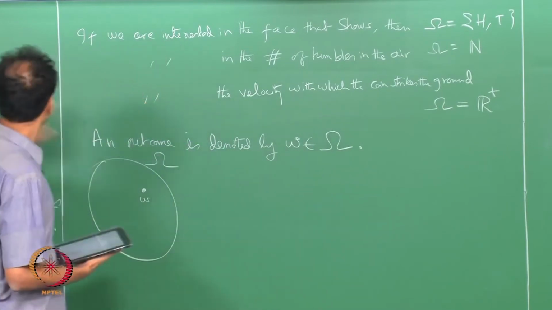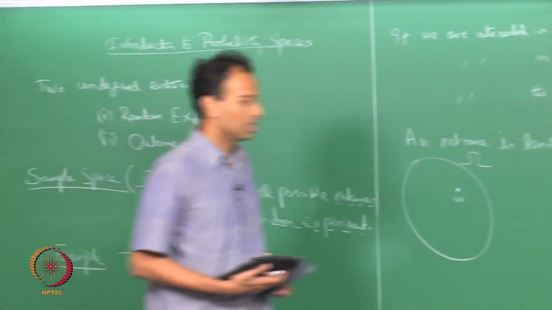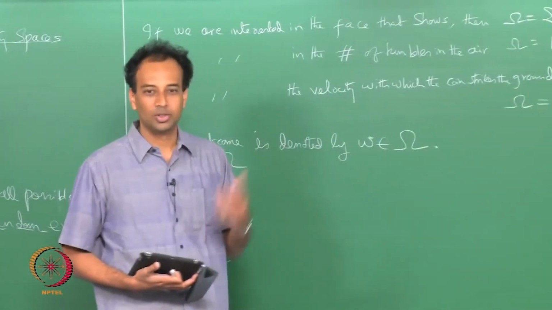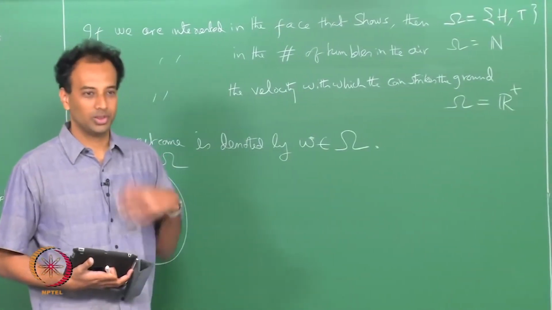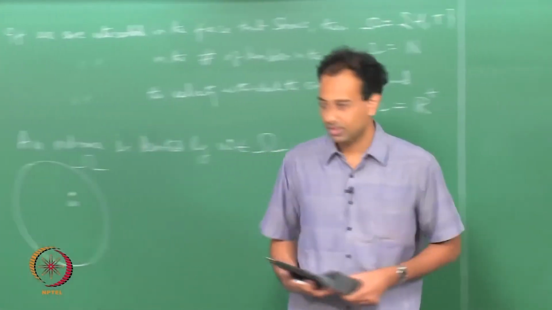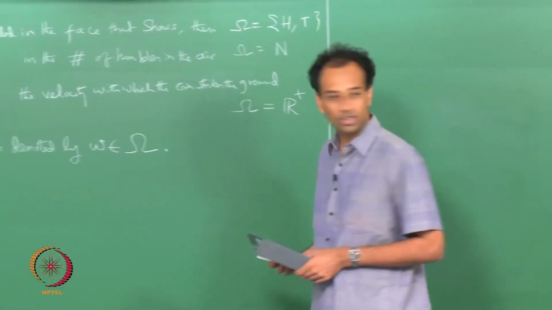So, in building a probability space, it is our responsibility to determine what the sample space is and so on, right. We will see that it is our responsibility to determine what the probability should be also. Okay. Is it okay? Everybody okay?